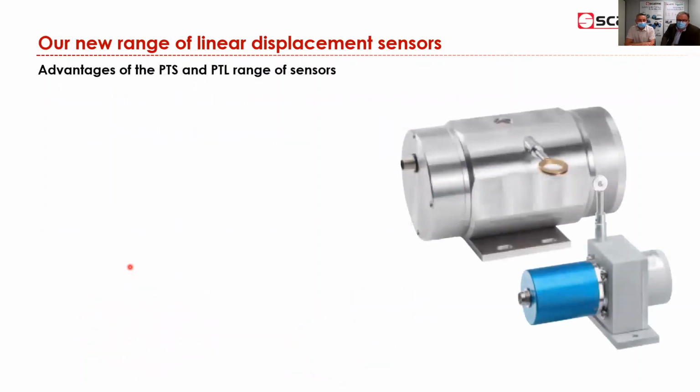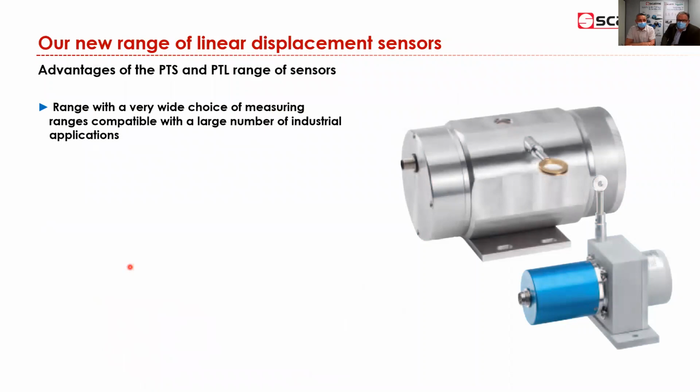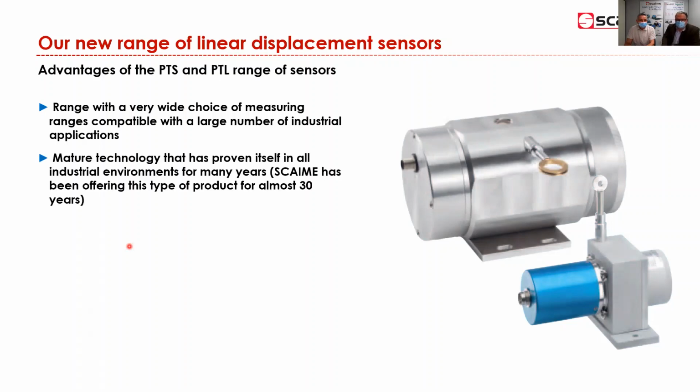Okay. So let's list the advantages of the PTS and PTL range of sensors. First of all, we have a very wide choice of measuring ranges. As we said, we start at 0 to 50 millimeters and we can go up to 50 meters range, with approximately 12 different models between PTS and PTL to cover all this range. So that's a good comprehensive solution.